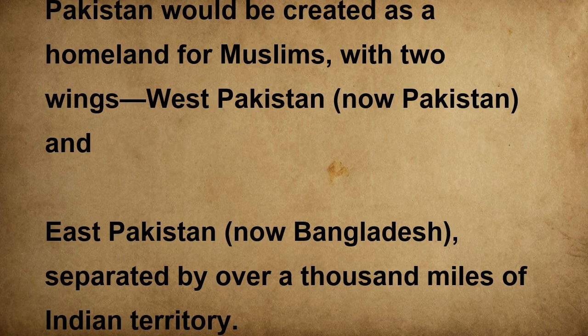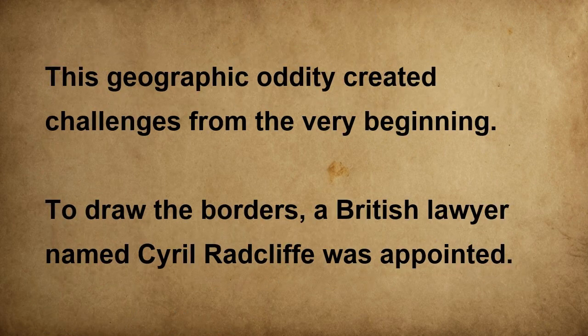Pakistan would be created as a homeland for Muslims, with two wings, West Pakistan and East Pakistan, separated by over 1,000 miles of Indian territory. This geographic oddity created challenges from the very beginning.